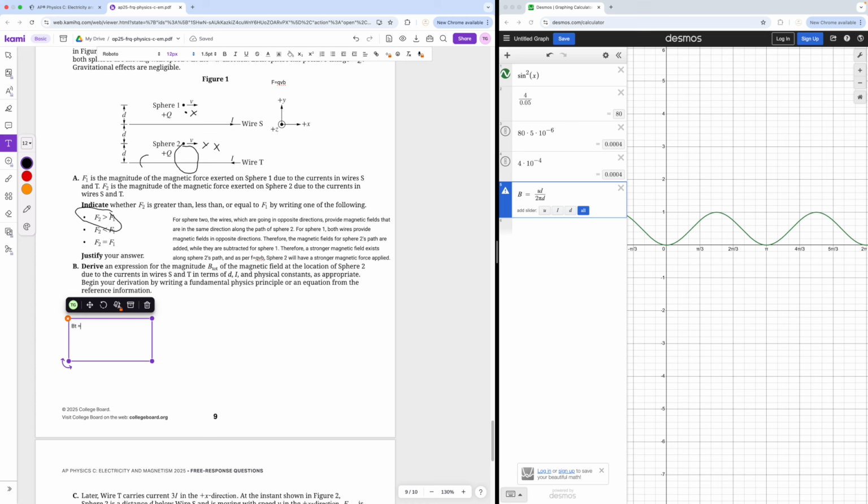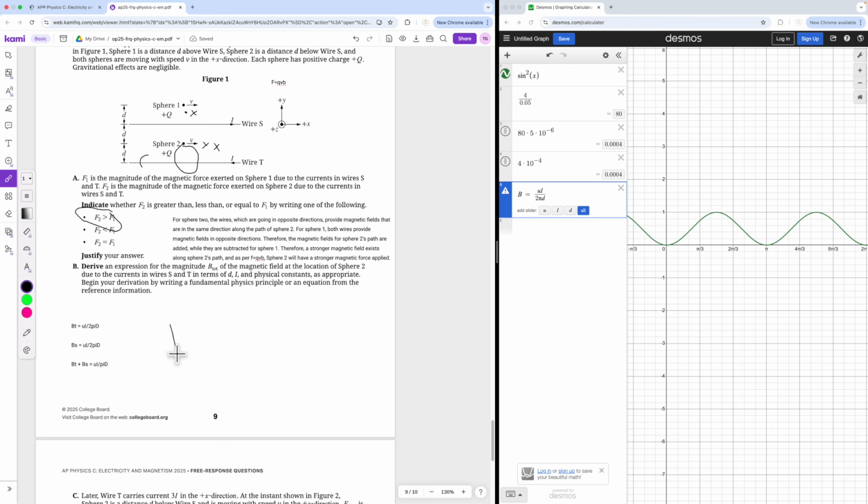So B_t equals mu I, and this is going to be I of t, so I'm just going to write I, divided by 2 pi d. That's going to be the same for wire s. So magnetic field due to s is equal to mu I divided by 2 pi d as well. Now remember, these currents are going in opposite directions, meaning that the magnetic fields actually sum at this location. So that means that our magnetic field total is going to be B_t plus B_s, and since these are the same, you're just going to be multiplying by 2, giving you mu I divided by pi d.